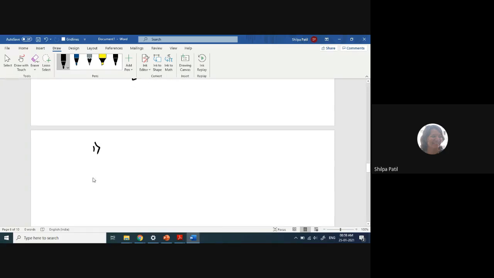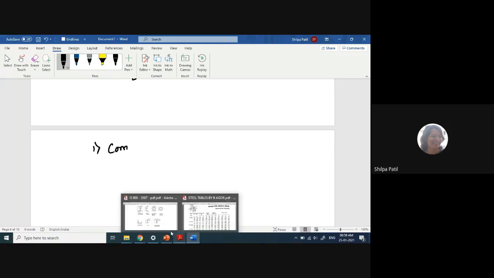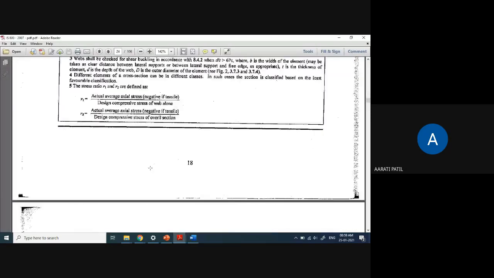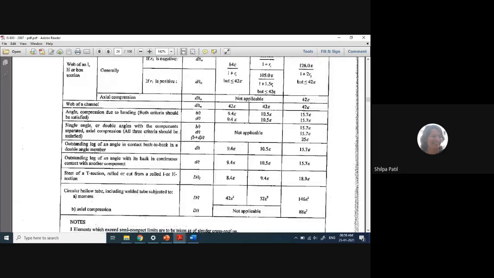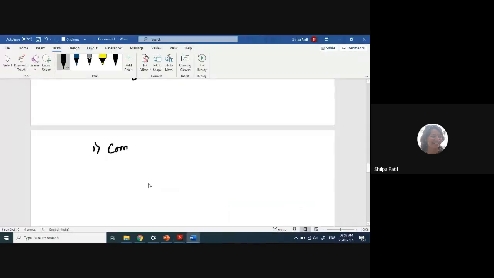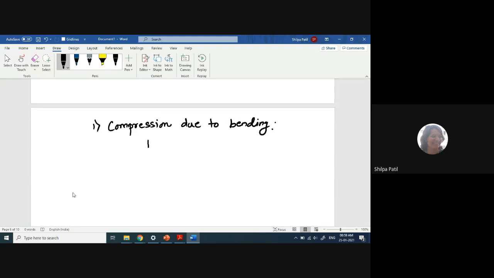First case, compression due to bending, as per this table, right? So the first ratio is B by T and D by T.